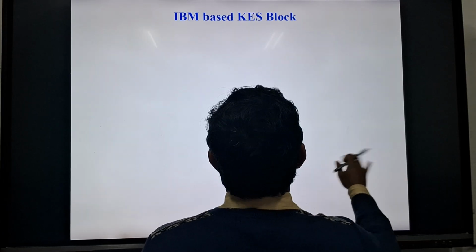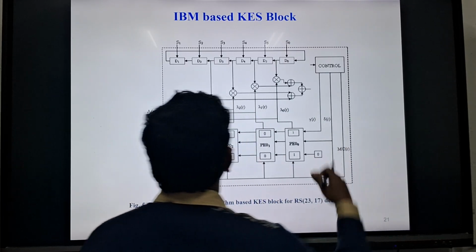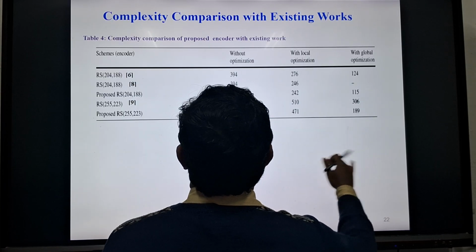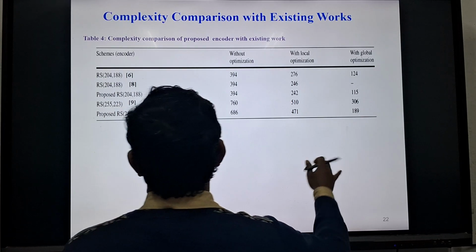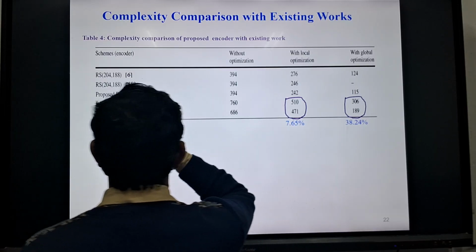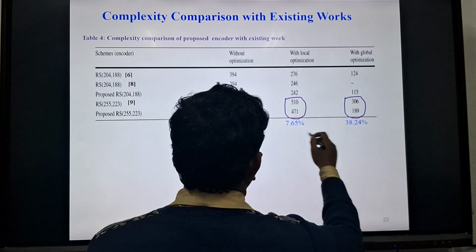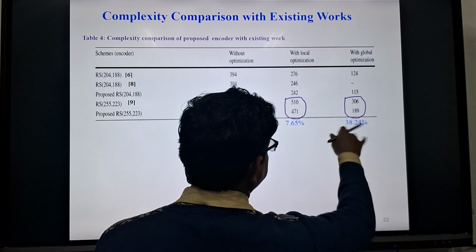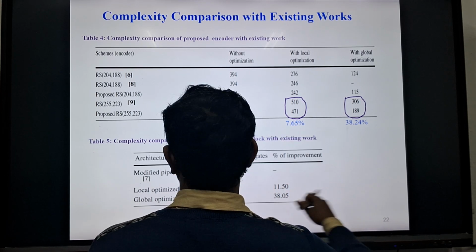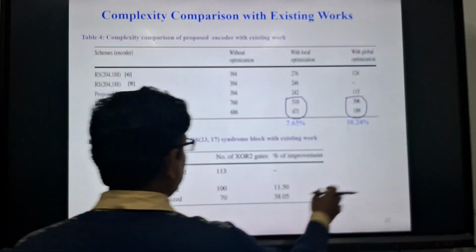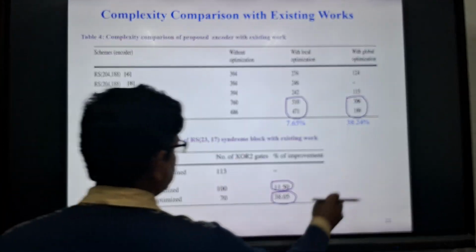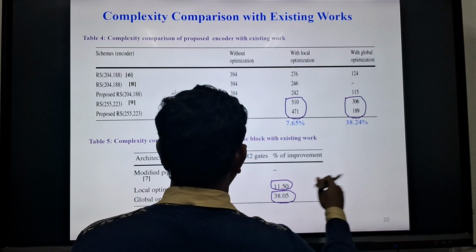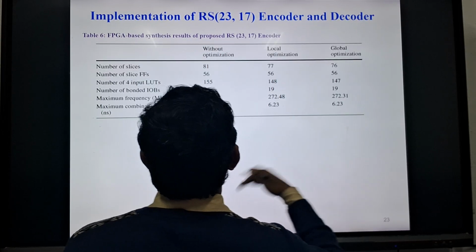30.57%. And this is the block diagram of the architecture of the KES block using RiBM, and if I look at the complexity, we can compare with the existing work also, and we see a 7.65% improvement with local optimization, and for global optimization it is 38.24% improvement. And for the syndrome block we also see 11.50% and 38.05% improvement over existing works.